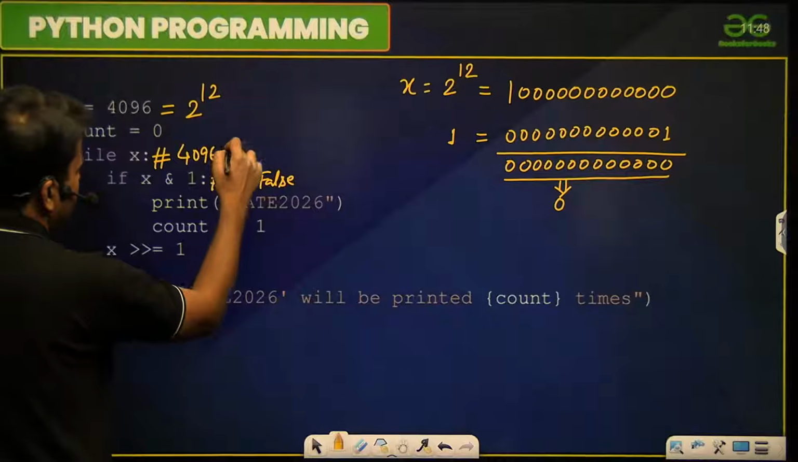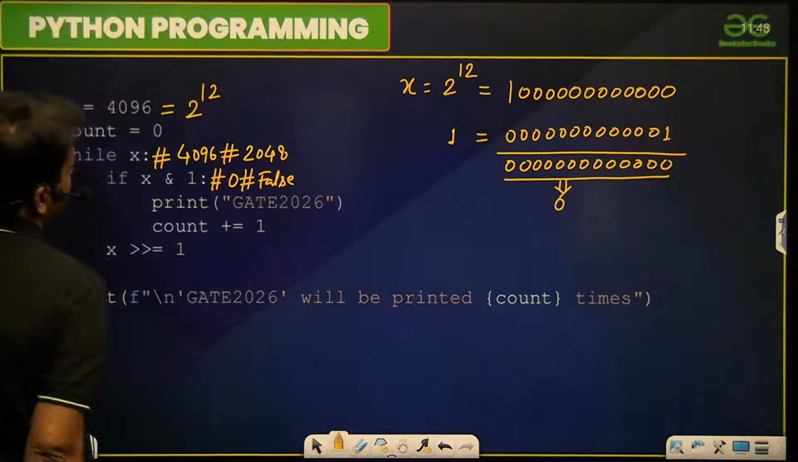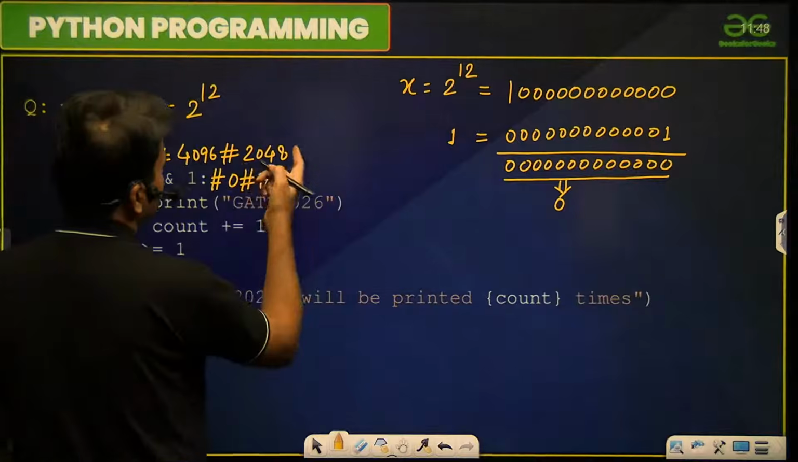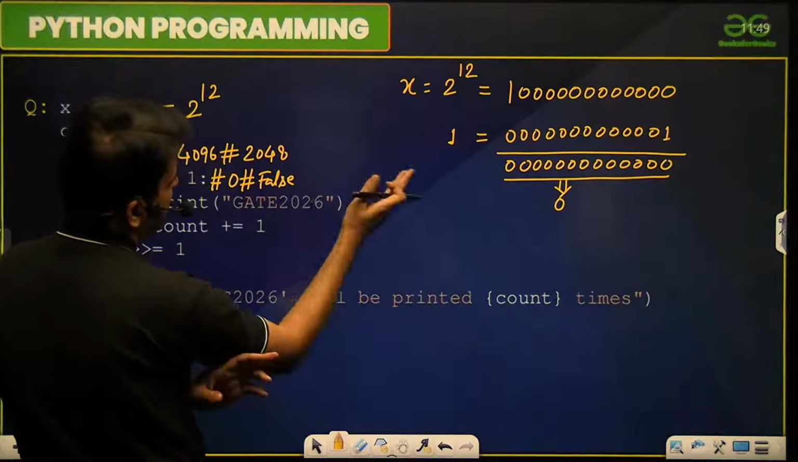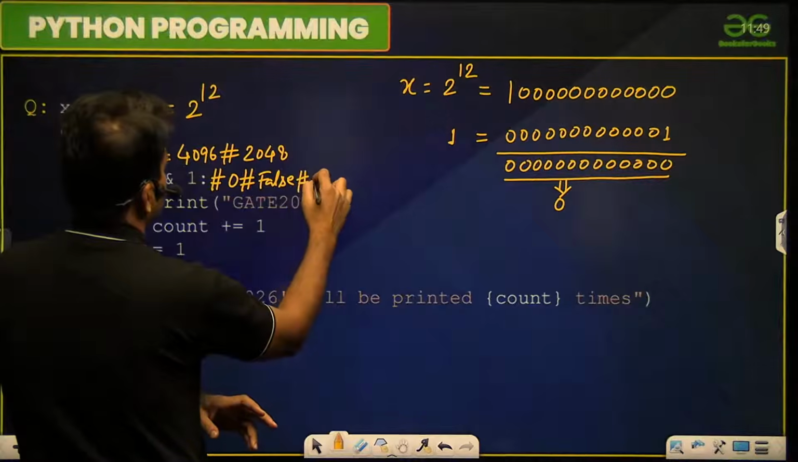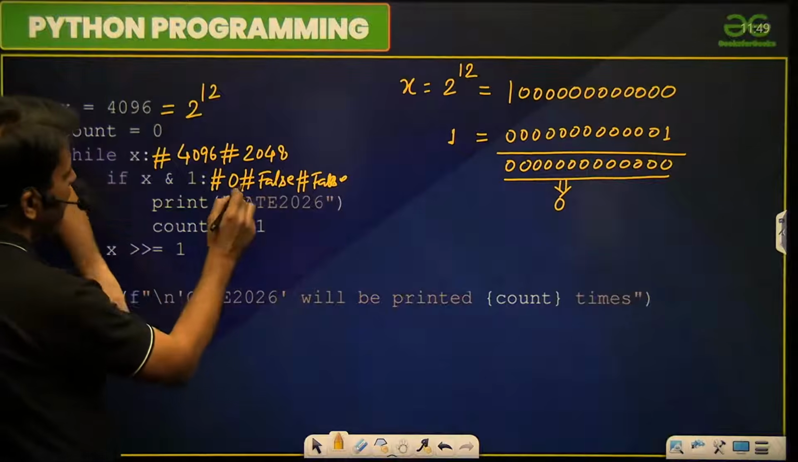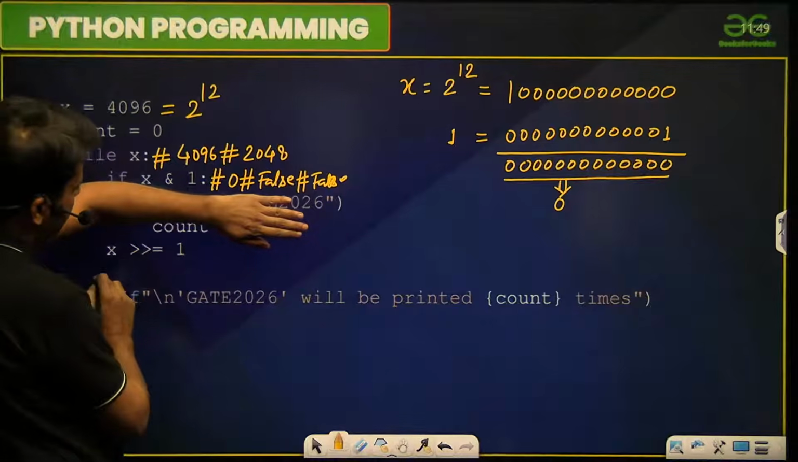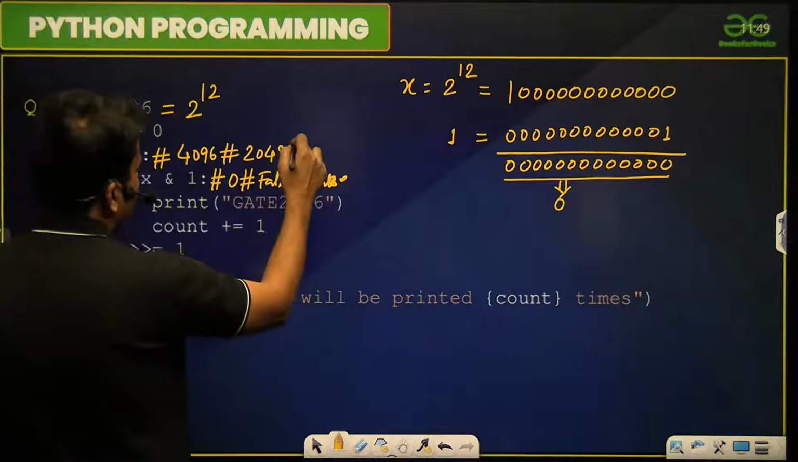So divide the number by 2, and now the next number is 2048. In the same pattern, 2048 is what? 2 to the power 11, and we bitwise AND with 1. Again you will get false. So this is never executed, because this is false. Again the right shift operator, every right shift divides by 2.